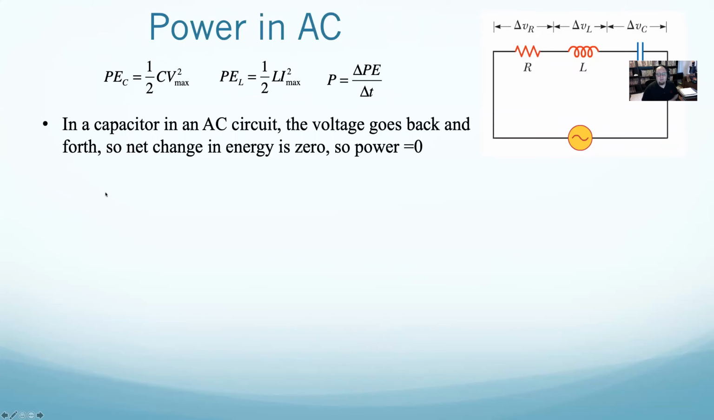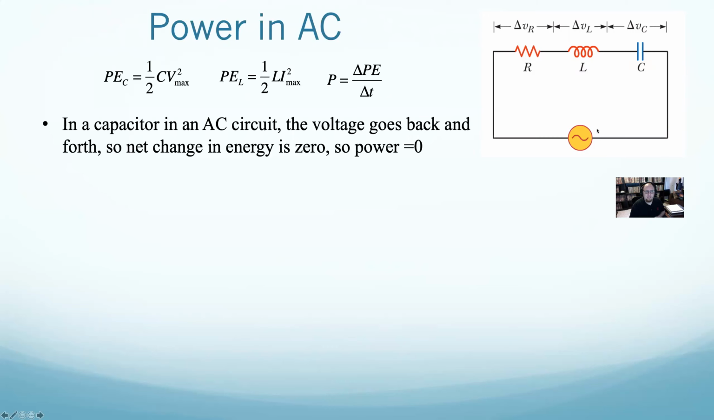So, power. We know the energy stored in a capacitor is 1/2 C V squared. And yeah, I didn't use U, I used potential energy instead. I'll fix that in a second. But same idea. We know the energy we store in an inductor is 1/2 L i squared. And we know in general, power is change in energy over change in time.